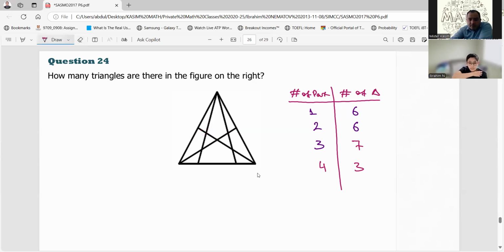And for five, there's four of them. How many? Four. So there's 10, 22, 26. And the biggest one, 1, 2, 3, 4, 5, 6, 7. There's also two more for seven triangles. How about six? There's none for six, there's none for eight, and there's none for nine.